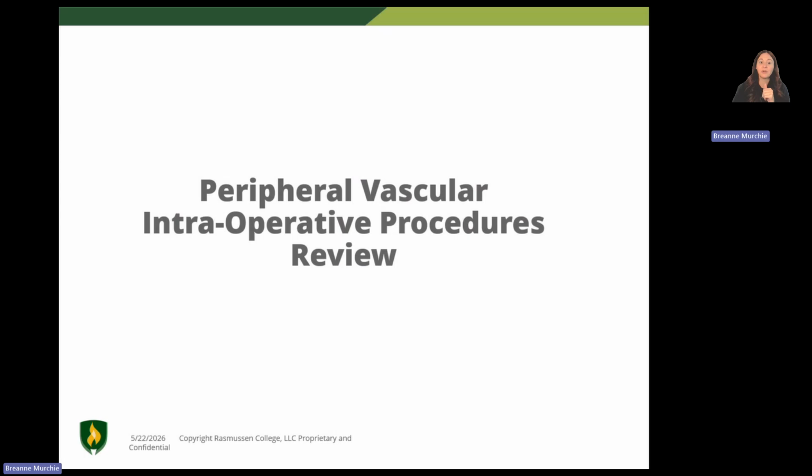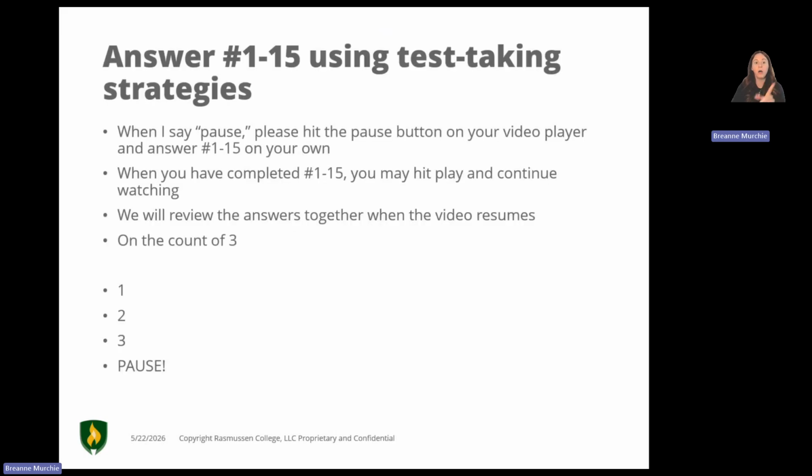Okay, so we're now going to move on to peripheral vascular intraoperative procedures review. When I say pause, you're going to pause the video and then answer numbers 1 through 15 on your own using our test taking strategies. When you're finished with that, come back, press play. We'll go through the answers together as a group. On the count of 3, ready? 1, 2, 3, pause.